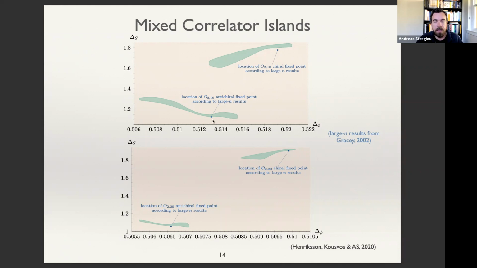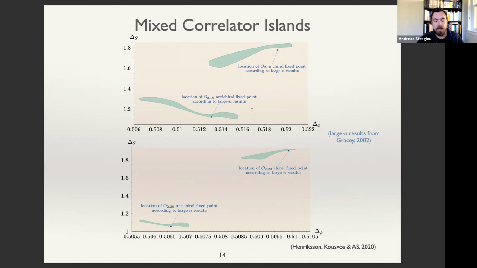And you see that the islands happen to occur in very good agreement with what's expected from the large n results. Unfortunately, I don't have a way to assign errors to these large n results, but this is the picture we get.